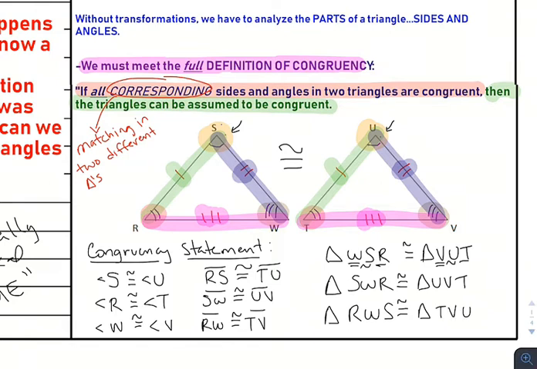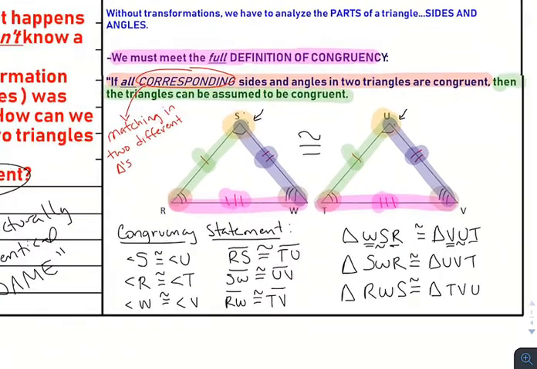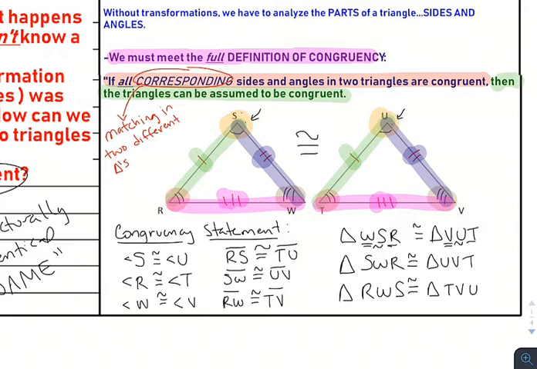Now again, you don't have to write the triangle's name 3 times, but the point being, if you're going to make a congruency statement, you first have to make sure that all the information, all the corresponding sides and angles, match in both triangles and are congruent. And then you have to make one statement about the triangle. And again, it doesn't matter how you write the first one, but the second one has to match. And so these are just options. Okay, so this is like option 1, option 2, and option 3.